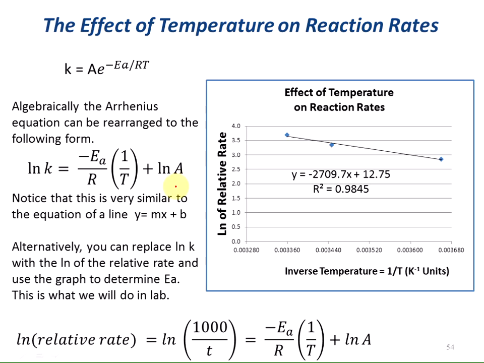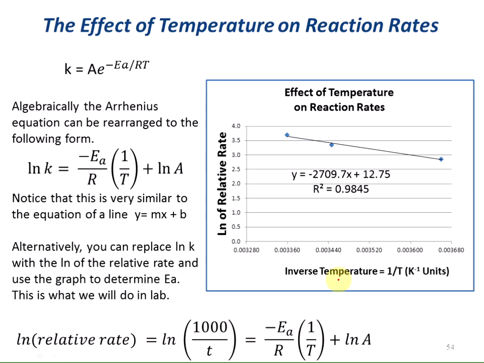Now alternatively, you can replace the ln of k with the ln of the relative rate and use this on the graph to determine E sub A. And this is actually what we're going to be doing in lab. We're going to be plotting the ln of the relative rate versus the inverse temperature.